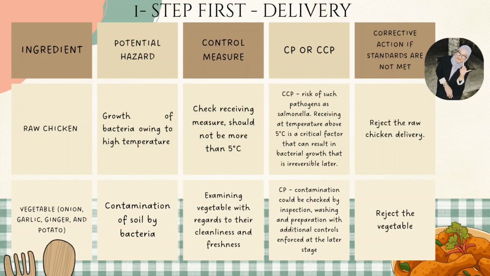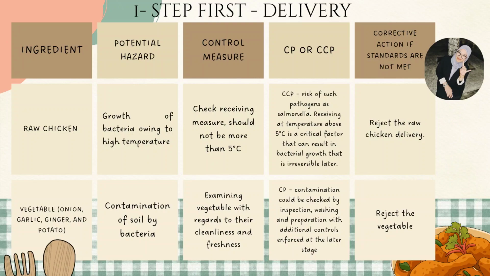The first step for making chicken curry is delivery. The first ingredient is raw chicken. The potential hazard is growth of bacteria owing to high temperature. For the control measure, check that the receiving temperature should not be more than 5 degrees Celsius.